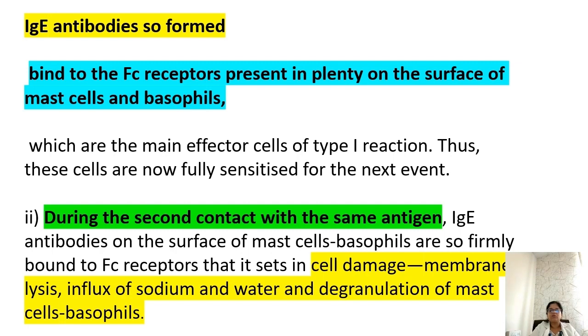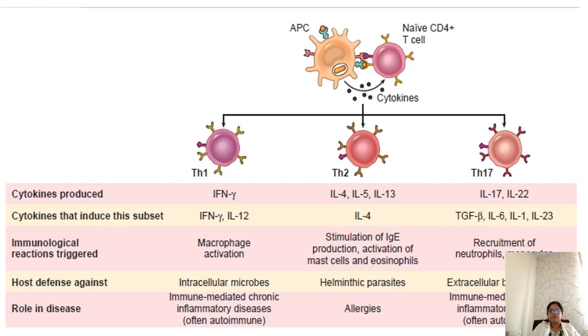IgE antibodies on the surface of the mast cells and basophils are so firmly bound to the Fc receptors that it sets in cell damage, membrane lysis, influx of sodium and water, as well as degranulation of the mast cells and the basophils. So these are the different cytokines which are produced by these cells, that is macrophage activation and stimulation of IgE production, and the activation of mast cells as well as eosinophils and recruitment of the neutrophils.